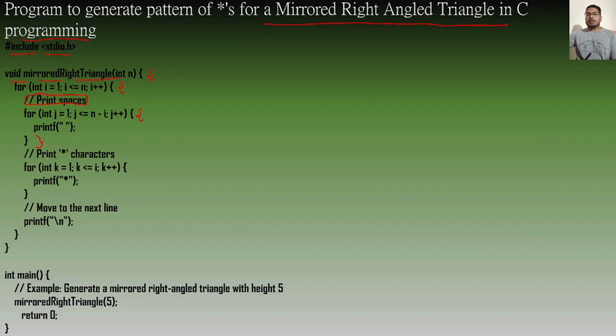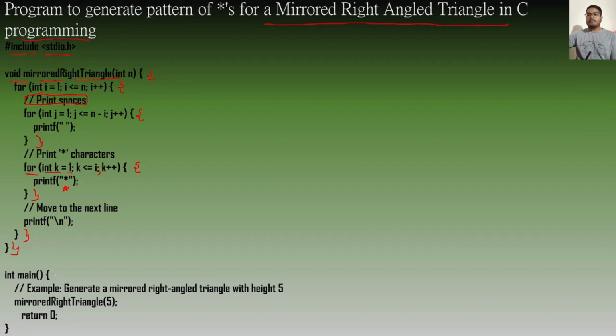Then to print the star character, we give another loop, for int k = 1; k <= i; k++, close, and then we again open another curly bracket. printf("*"), we give the character star, close it, and then semicolon. We again close the curly brackets. Then to move to the next line, we give the code printf("\n"). By this we move to the next line. We close the curly brackets here twice, and then we move to the next one.